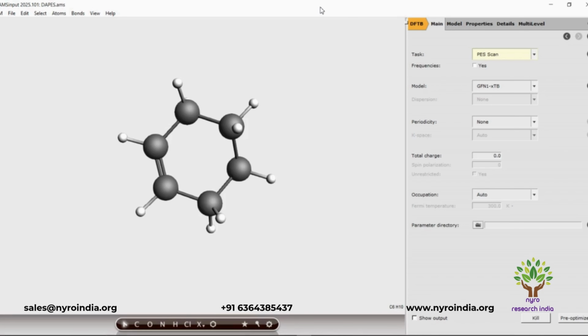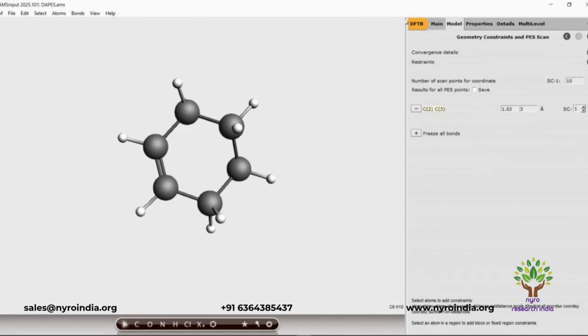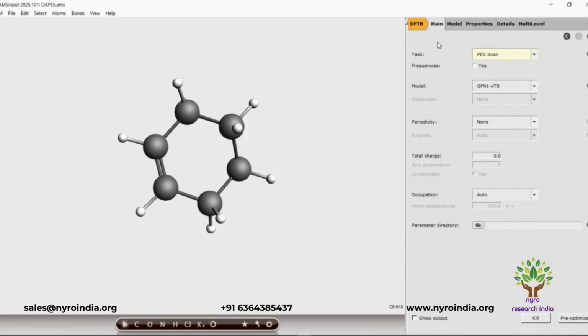This typical example which you are seeing, I have taken for a potential energy surface scan. In this example, I have selected two carbon atoms and adjusted the distance between these two bonds. The result I will show you a little bit later.